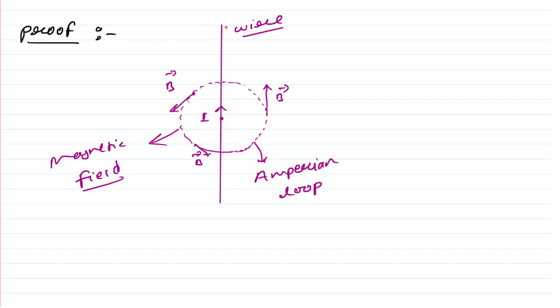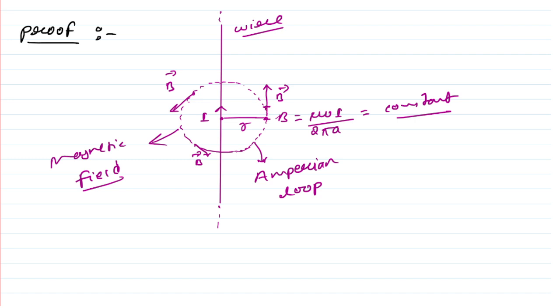We have considered one infinite length wire, so the magnetic field at some radial distance has magnitude mu naught I by 2 pi a. Magnitude wise it is constant, but the direction is tangential, so at every point the direction is different. To prove this, we need to consider one dl element of this loop.